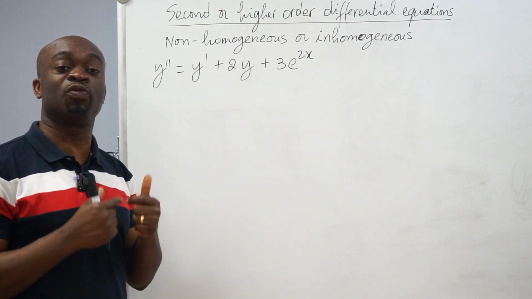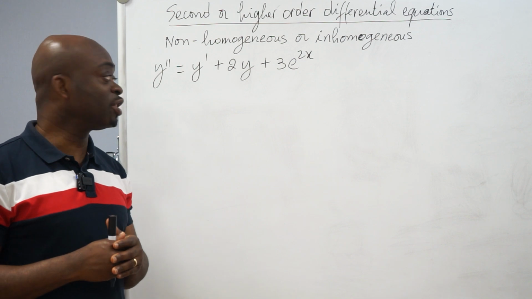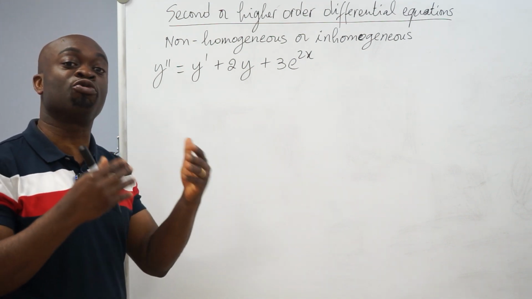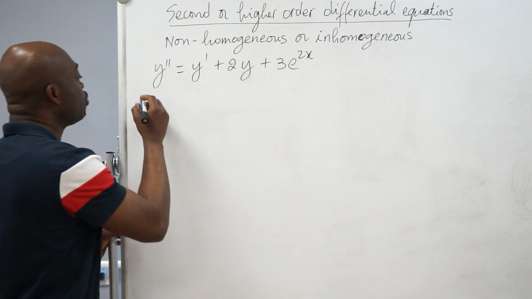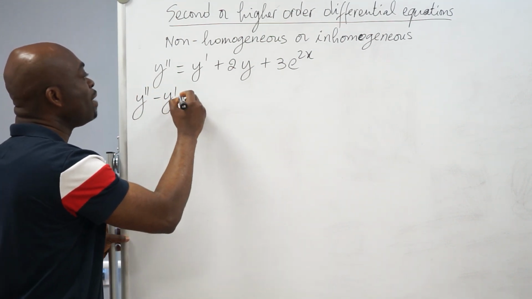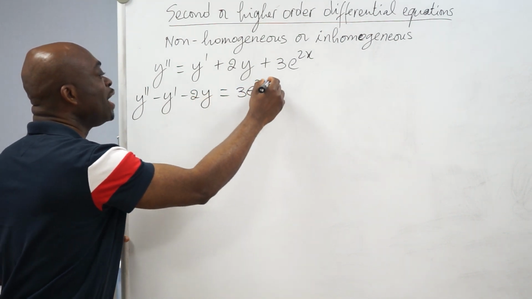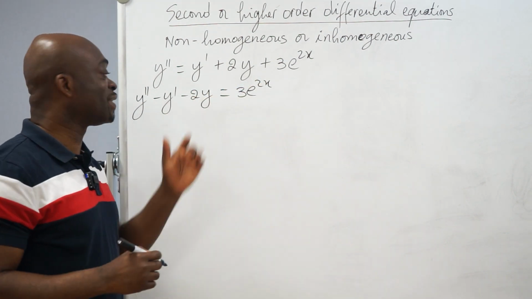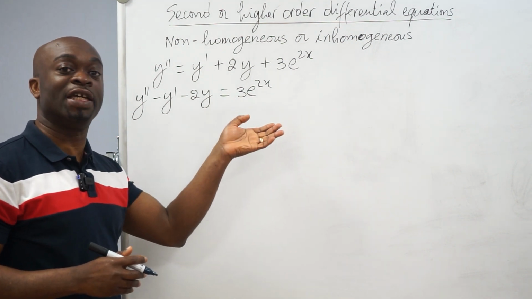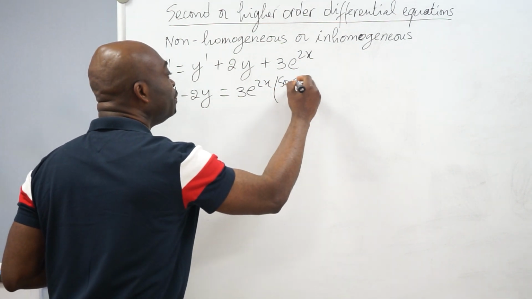In previous videos, we dealt with first order differential equations. So now we're moving forward. Now, what do we do here? We're going to have to rearrange our equation. So rearranging our equation means what? We have y double prime minus y prime minus 2y equals 3 exponential 2x. All right? So this is how we rearrange it, by having 3 exponential 2x on the right side of the equal sign, what we call the source term.